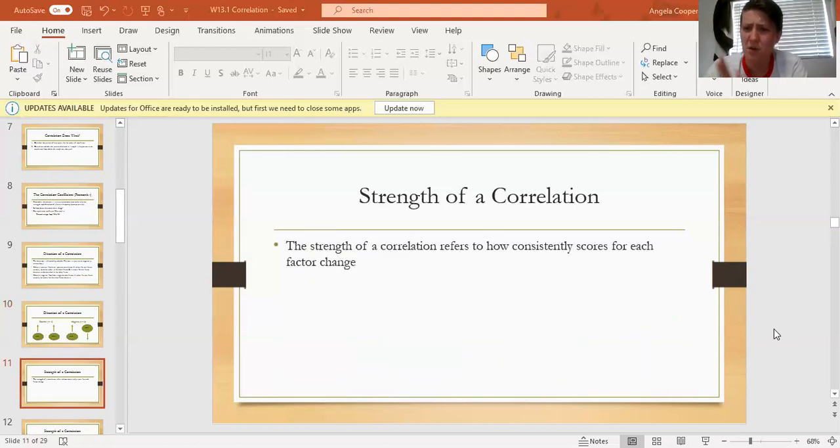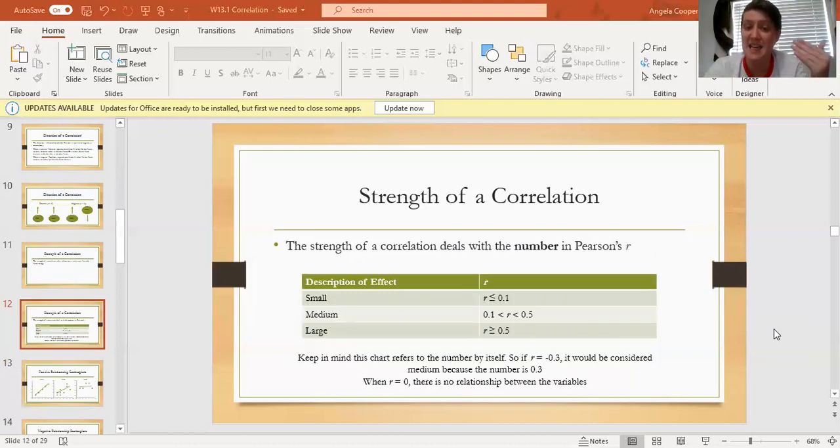Okay, so the direction is pretty easy to determine. Is it positive R or negative R? Boom, you have your direction for your correlation there. The strength is referring to how consistently scores for each factor change. So how strong or weak is the relationship that as one variable increases, the other tends to increase at a fairly similar level, or if it's a negative relationship, as one variable increases, the other decreases at a relatively similar level. So the strength is determined by the number.